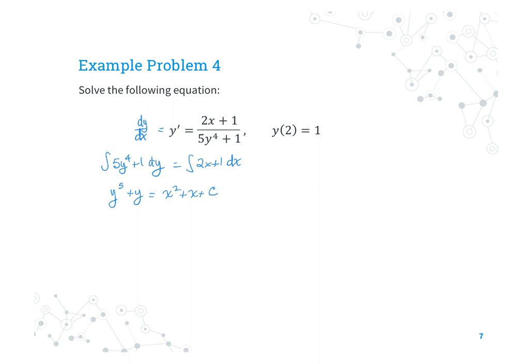So now, again, we have y of 2 equals 1. So let's plug in y of 2 equals 1. So we end up with 1 to the 5th plus 1 equals 2 squared plus 2 plus c. So we get 2 equals 6 plus c, so negative 4 equals c. So we end up with y to the 5th plus y equals x squared plus x minus 4.